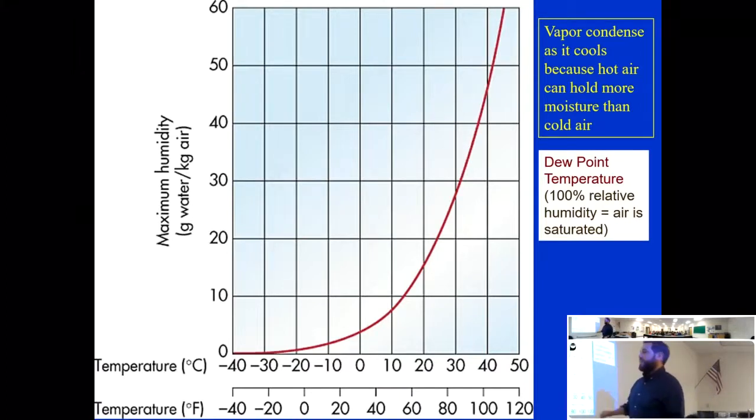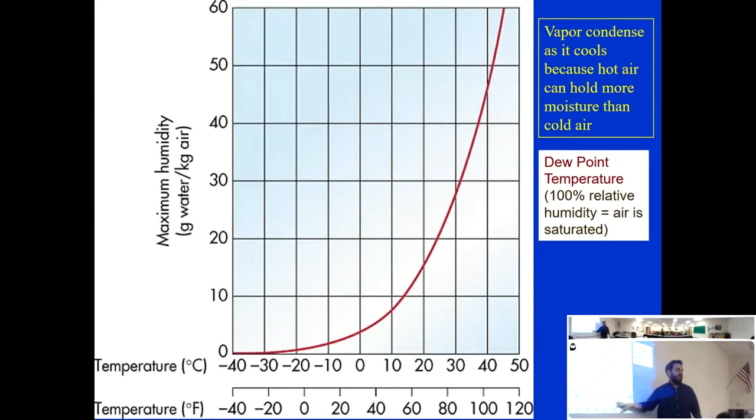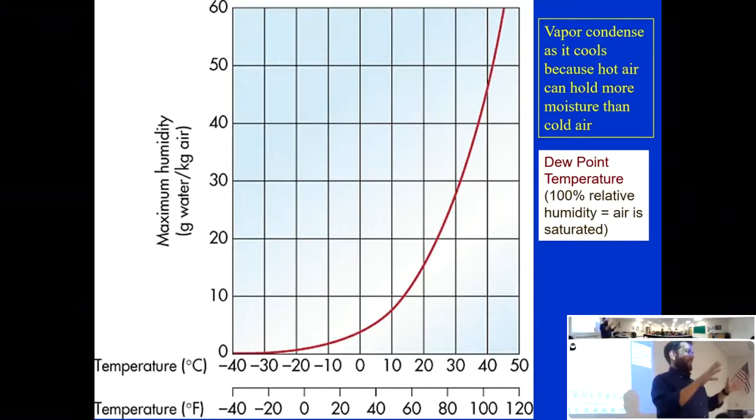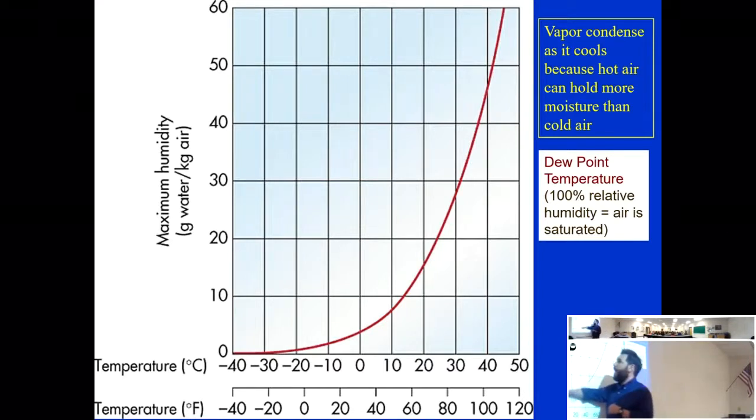Okay, so this graph, what you're seeing right here, is the maximum amount of water vapor that you can get as a function of temperature. Just like with the ocean, you can only have a certain amount of gases dissolved in the water, and the same thing with air. You can only have a certain amount of water vapor dissolved into the air, and that amount depends upon the temperature. On the x-axis is temperature, and on the y-axis is humidity, the actual amount of water you can dissolve into the air.